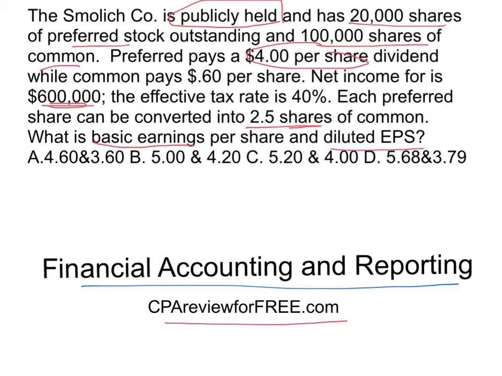And as always on the CPA exam, you have four possibilities. A says $4.60 and $3.60. B says $5 and $4.20. C says $5.20 and $4. And of course, D says $5.68 and $3.79.